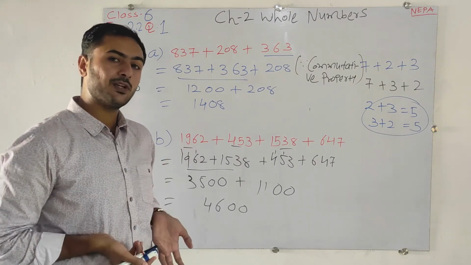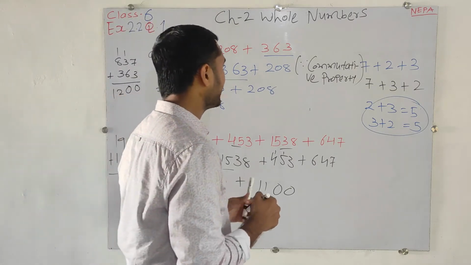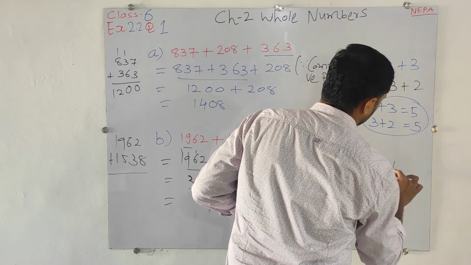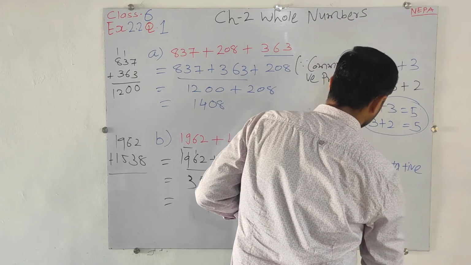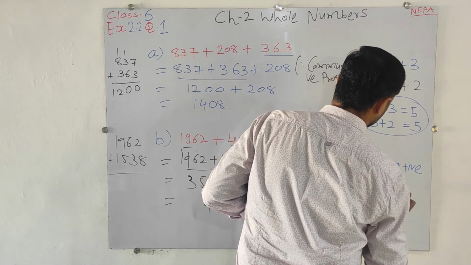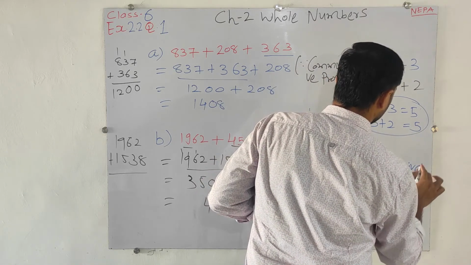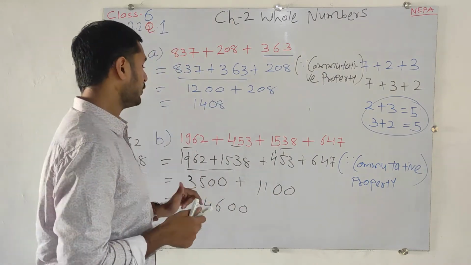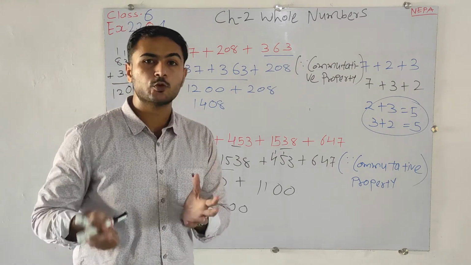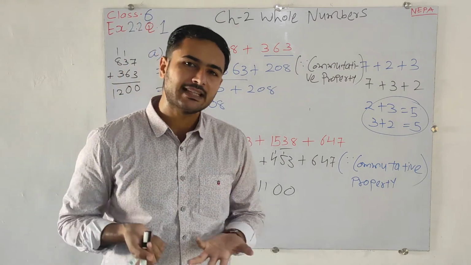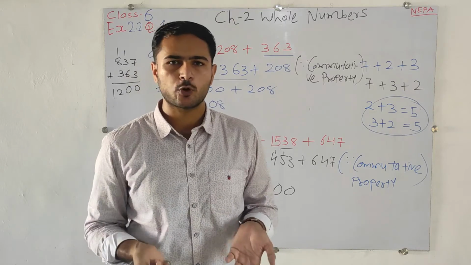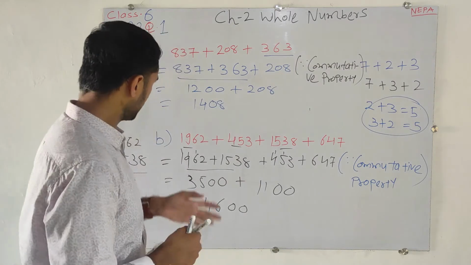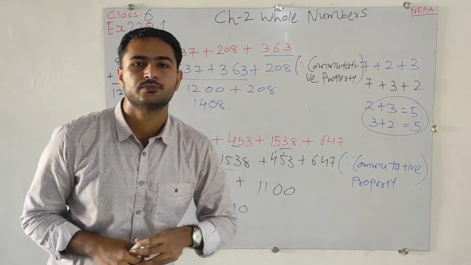But now again, which property did we use here? That is commutative. So we can write over there, we used the commutative property. We just shuffle the numbers. And in the next step, we make the groups. So that is again the associative property. So this is how we can use the properties in different mathematical operations. Okay, now just pause the video and note it down.